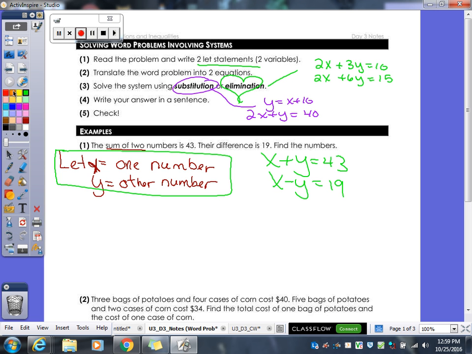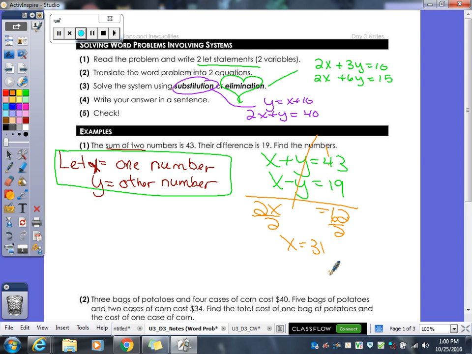So now, of course, this is elimination, right? Everybody knows elimination now. This cancels out. On that bingo game last class, a lot of you struggled with this one because you looked at that x plus x. What's x plus x? 2x. Good. And then you add these together. 43 plus 19 is 62. Divide both sides by 2. X equals 31. We have to find the other number.